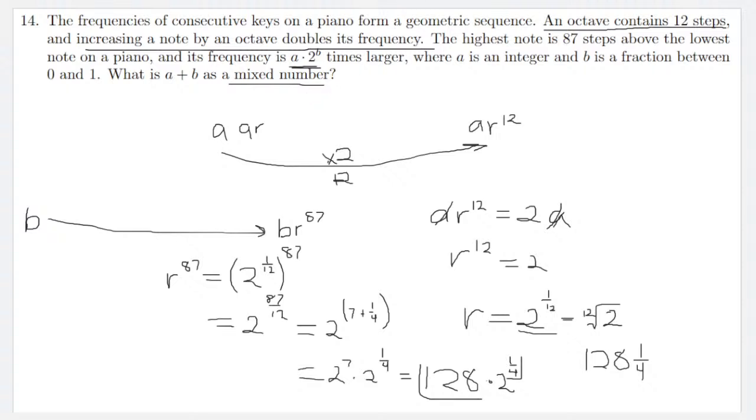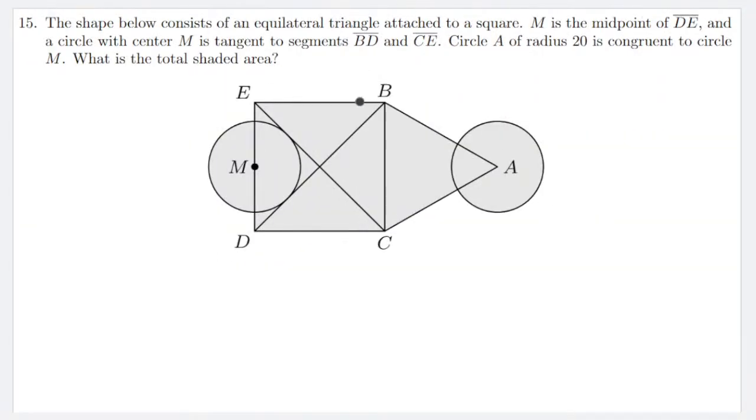Okay, moving on to number 15. So the following shape is depicted, and we're told some things. First, M is the midpoint of DE, okay? And then a circle with center M is tangent to segments BD and BC. So it's tangent here, and it's tangent here.